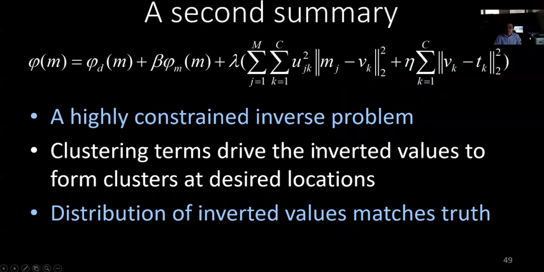So a quick summary here. The joint cluster inversion is a highly constrained inverse problem. So we constrain the inversion very strongly, in the sense that these two clustering terms here will force or encourage the inverted values to form clusters at desired locations, which is represented by TK. And at the end of inversion, the distribution of the inverted values will match the truth. So that's the joint cluster inversion.